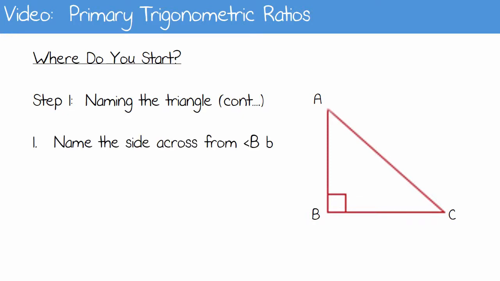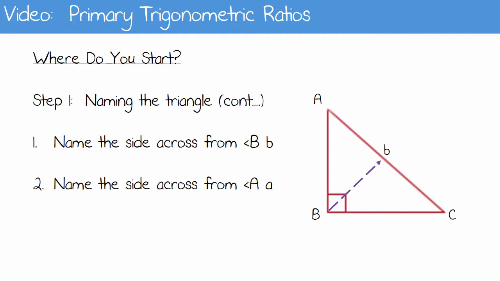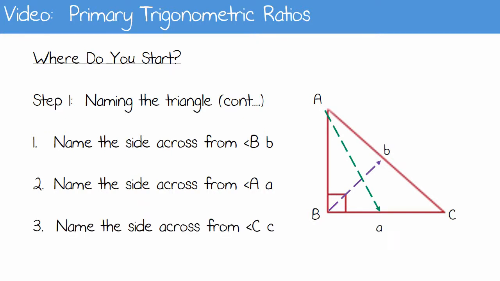To do this, you're going to draw a line across from the angle and use the lowercase angle name for the side name. For example, name the side across from angle B, little b. Name the side across from angle A, little a. Name the side across from angle C, little c.